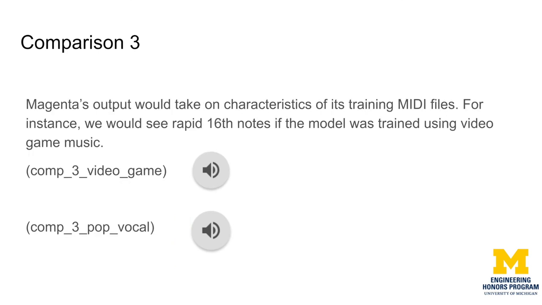Finally, we arrive at comparison 3. Magenta's output would take on characteristics of its training MIDI files. For example, we would see rapid 16th notes if the model was trained using video game music. 16th notes aren't that common in pop music. However, they do appear in video game music a lot, during intense battle themes. Let's listen to an example from a model trained using video game music.